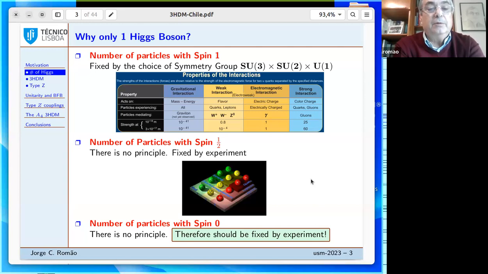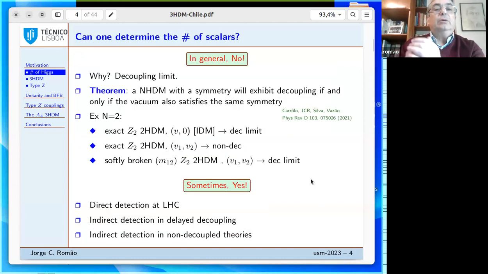And for the number of spin 0 particles, also there is no principle, and it should also be fixed by experiment. That's the idea. Can one determine the number of scalars? Well, in general, no. Why? Because many of these theories have a decoupling limit, and in the decoupling limit, the heavier Higgs will escape detection. Then it will be difficult to know exactly how many. In fact, we have proved a theorem that says that an HDM with a symmetry will exhibit decoupling if and only if the vacuum satisfies the same symmetry.